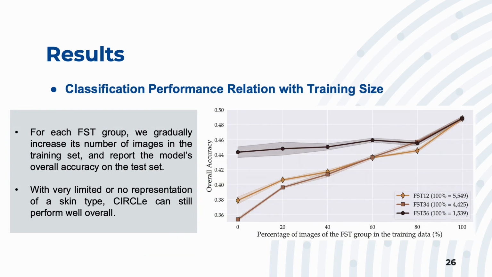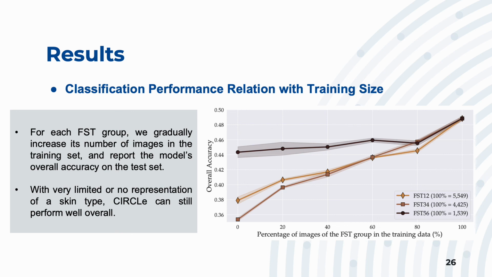We further analyze the relation of Circle's classification performance with the percentage of images of the FST groups in the training data. To this end, we consider the FST groups of light skin types, FSTs 1 and 2, with about 5.5 thousand images, medium skin types, FSTs 3 and 4, with about 4.5 thousand images, and darker skin types, FSTs 5 and 6, with about 1.5 thousand images in total in the training set. And for each of these groups, we gradually increase the number of images of that group in the training set, while the number of training images in other groups remains unchanged. And we report the model's overall accuracy on the test set.